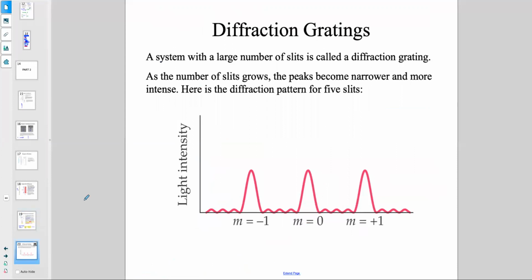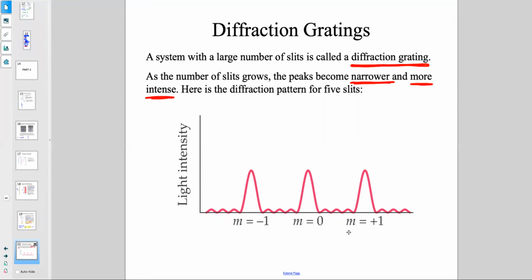So a system with a large number of slits is called a diffraction grating. You've probably seen this before in your previous science classes, but just a review. And as the number of slits grows, from 1 all the way to maybe 20 to 30 to 100 or even more, the peak becomes narrower and more intense.